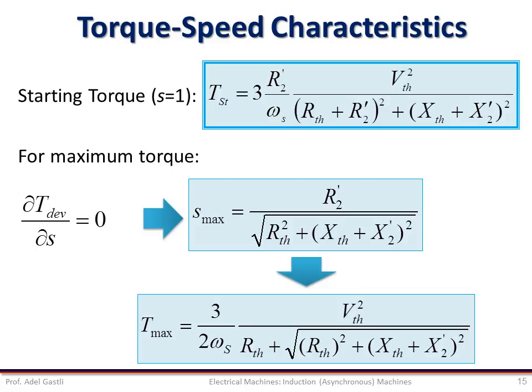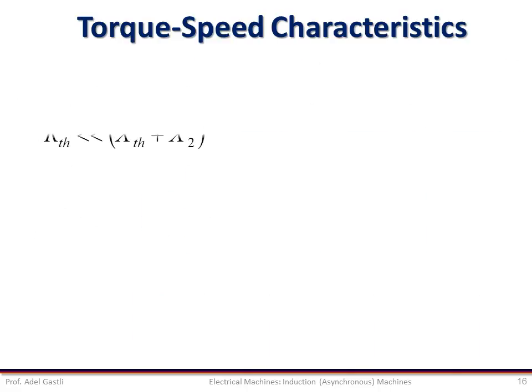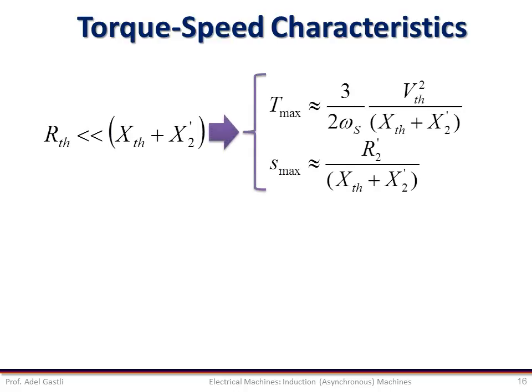So as you can notice, we have obtained two equations that are function of the equivalent circuit parameters based on the Thevenin equivalent circuit. Taking into account some considerations regarding the equivalent circuit parameters, we can further simplify these equations as we'll see in the next slide. Usually, the Thevenin resistance is considered very small compared to the sum of the reactances, so our Thevenin resistance may be neglected. So the equations of the maximum torque and slip at maximum torque can be simplified as shown here.